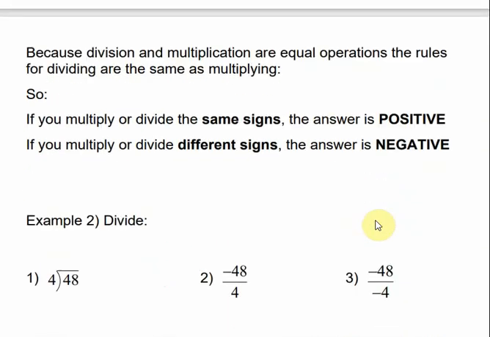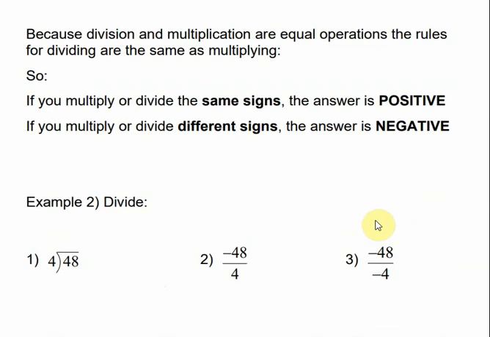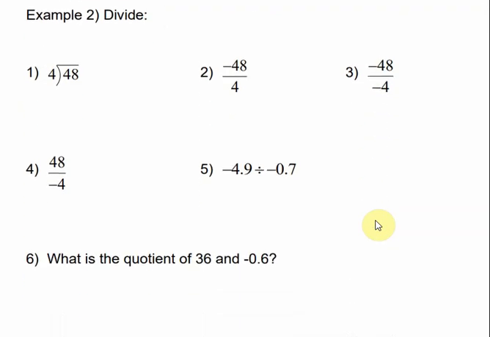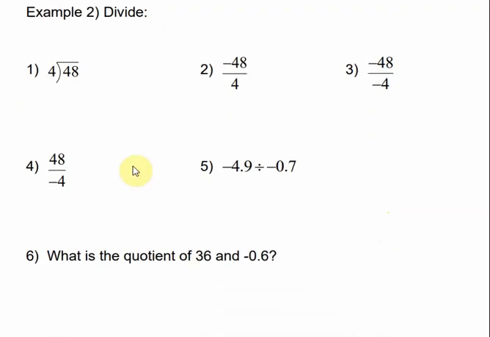Because division and multiplication are equal operations, the rules for dividing are the same as multiplication. So, if you multiply or divide, same signs, the answer is positive. If you multiply or divide different signs, the answer is negative. Okay, so let's divide. If I divide a positive 48 divided by positive 4, 4 will go into 4 one time. And then 4 will go into 8 two times with nothing left. So 12 is my answer, and it's going to be positive because I divided a positive by a positive.